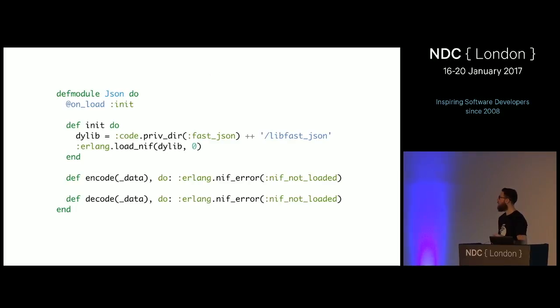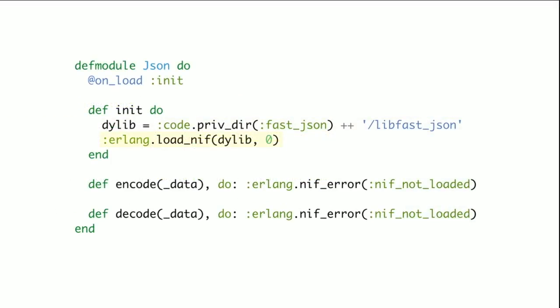So to get started, if we were to create something like a JSON module, we could have this onload module attribute. When Erlang is loading this module, it's going to hit this attribute here, and it's going to say, hey, I want you to call the init function when you're loading me. And so this init function is now going to find the path to our dynamic library, and then call Erlang load NIF with the dynamic library. And then these are the functions that you would still put in your module, so encode and decode, but you can simply throw an error if it was ever to be called and the NIF is not loaded for some reason. And these are the functions that will be replaced by the native code.